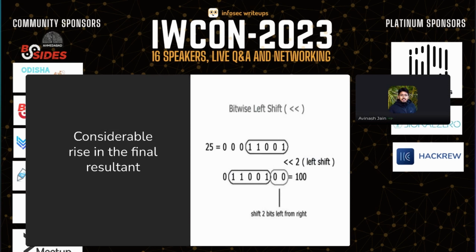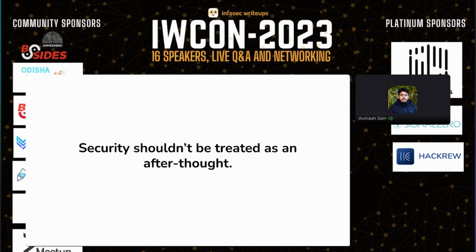If you are from a computer background, you might have seen the bitwise left shift operator. When you apply a left shift operator to a number like 25, the resultant becomes 100. That means if you apply a left shift operator to a small quantity, the resultant becomes exponentially large. Now we will combine both of these definitions to tell you what shift left exactly means in the security world.